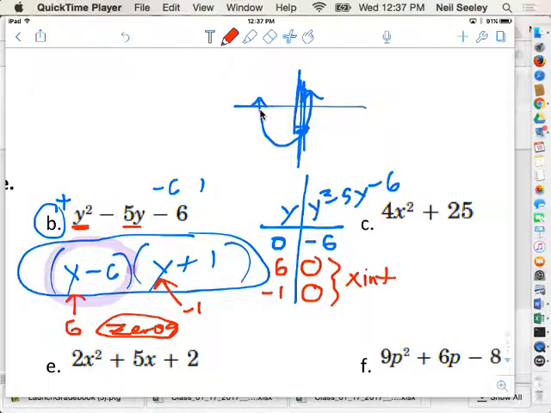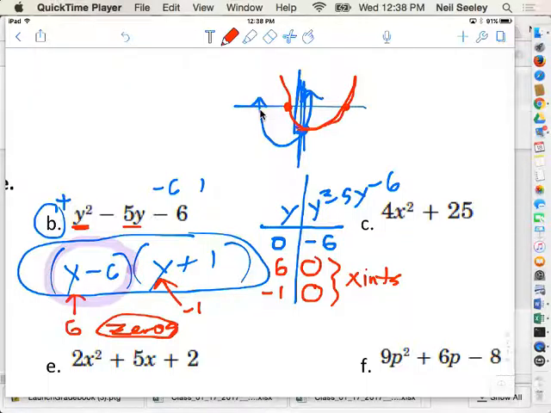is 0. So in this graph, I can look and say, all right, when I put in 6, I got out 0. Right here. And when I put in negative 1, I got out 0. That means I drew my graph kind of poorly. That means it probably looks more like this.